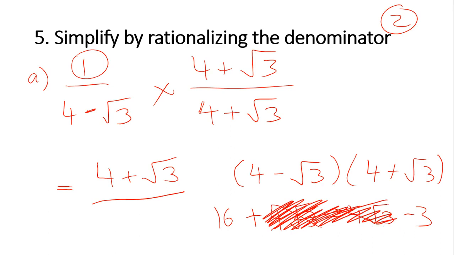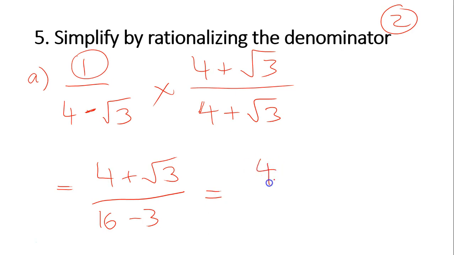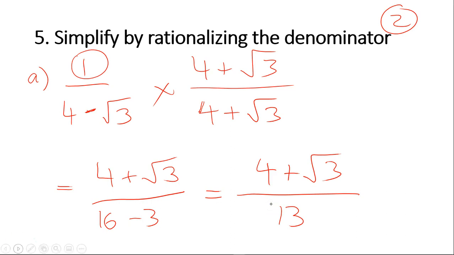Yes? Now at the bottom, what do we have? 16 minus 3. And I'm just going to erase this to make more space for the final answer. And this can be simplified a bit by making it 4 plus root 3 over 13. This is the correct answer. I hope you got this one. It might be a bit hard, but yes, this was the answer.